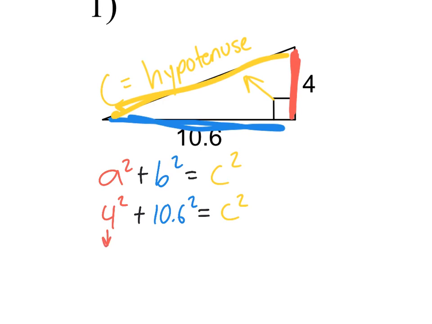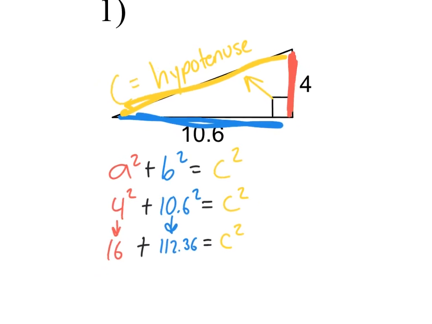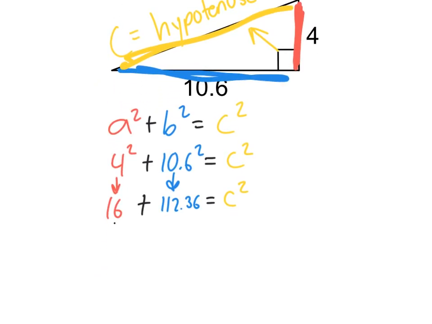4 squared just means 4 times 4, so that is 16, plus our 10.6 squared. Now, I don't have a clue, so I'm going to use a calculator. 10.6 times 10.6 is 112.36. And again, we have no value for c yet, so we continue to call it c squared. At this point, I'm going to add my a squared and my b squared. When I add 16 plus 112.36, I get 128.36. And again, that is equal to c squared because I haven't done anything with it yet.